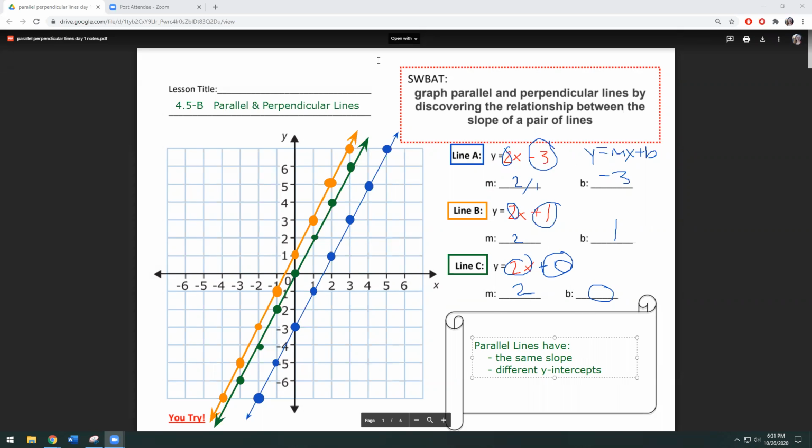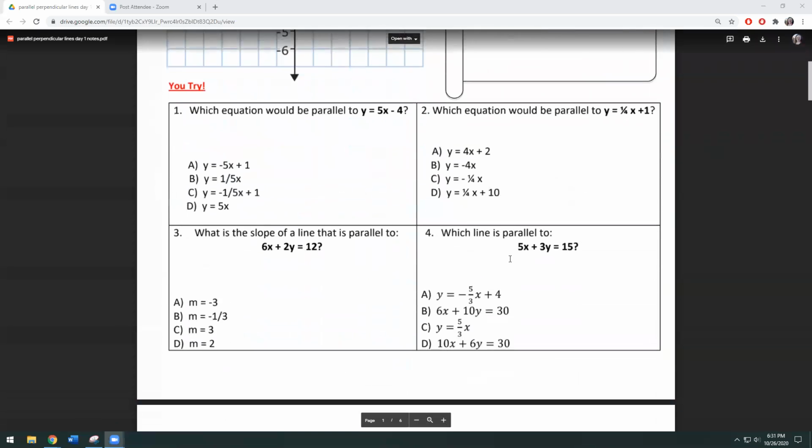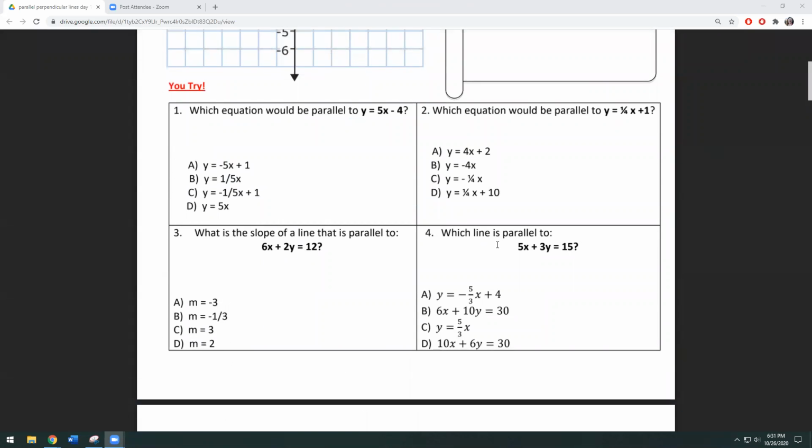So what I want you to do now is, let me scroll down. I want you to try these 4 problems. They're multiple choice. Hopefully they don't take you too long, and you can do most of them in your head. So try those 4 problems now.